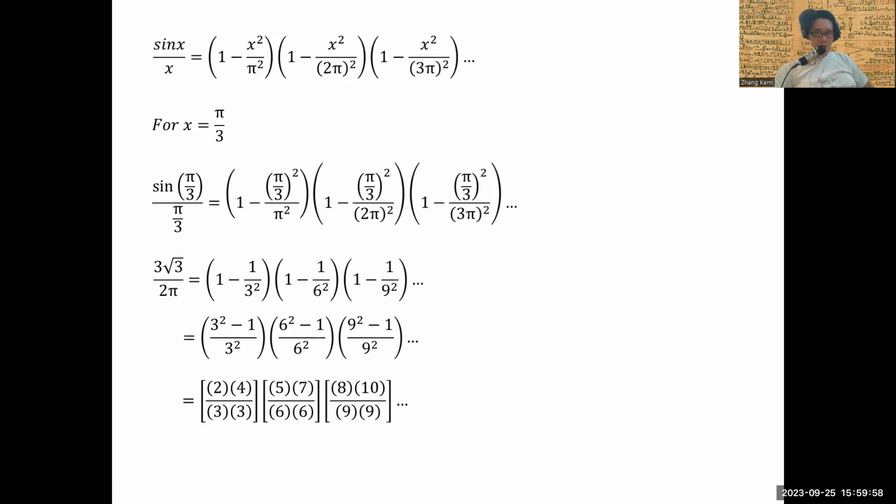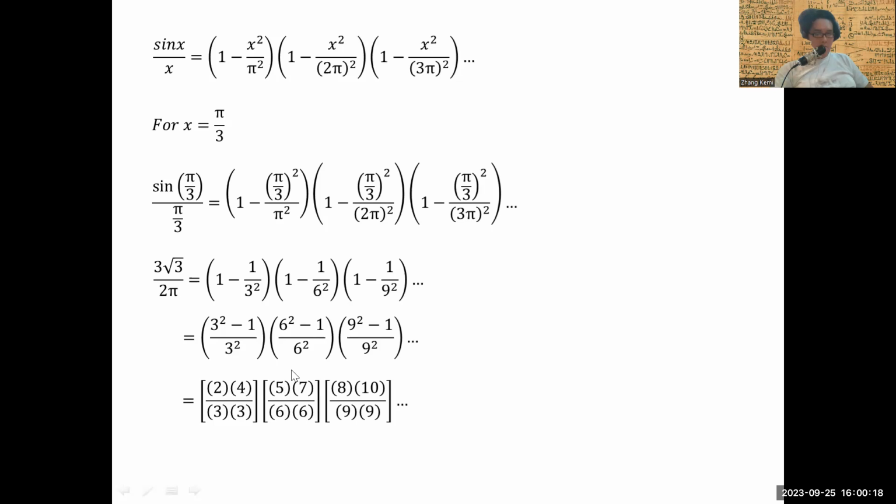So very simply, what's going to happen now? Basically, I'm applying what is called the difference of two squares. So 3 squared minus 1, for example, can be rewritten as (3 minus 1) times (3 plus 1). So in this case, you have 2 and 4. This is how I get 2 and 4 here.